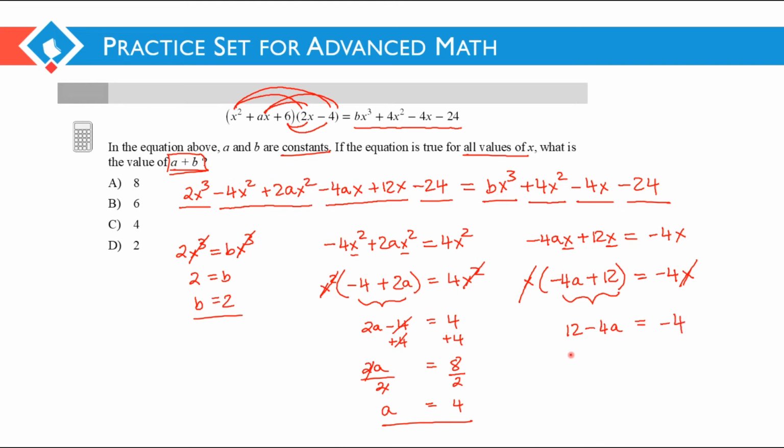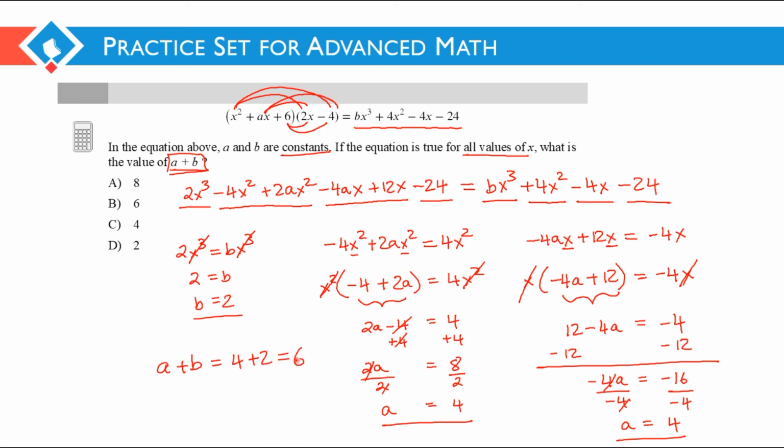And I'll subtract 12 from both sides, and that gives me negative 4a equals negative 4 plus negative 12, which is negative 16. Divide both sides by negative 4, and that gives me a is equal to 4. So you see we got the same answer in this case. They will always set it up like this, so you only really have to do one. But we know that a equals 4 and b equals 2, so our value for a plus b is going to be equal to 4 plus 2, which is equal to 6. So our correct answer in this case is B for Batman.